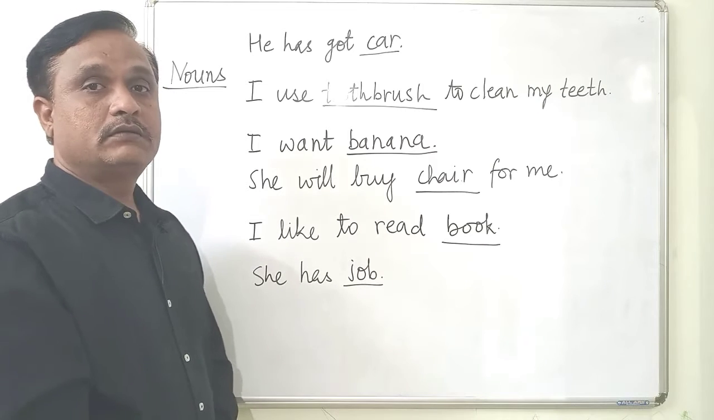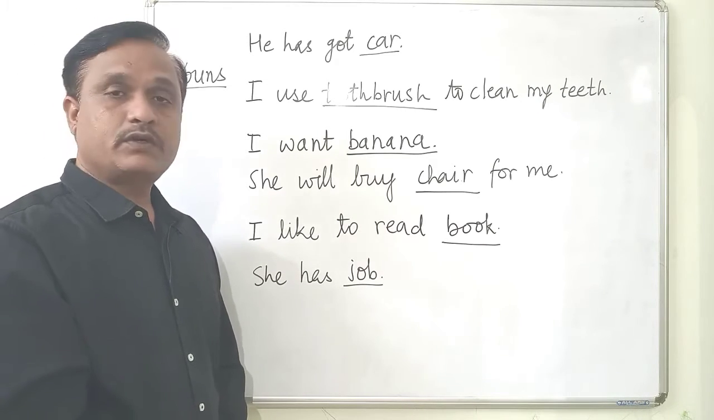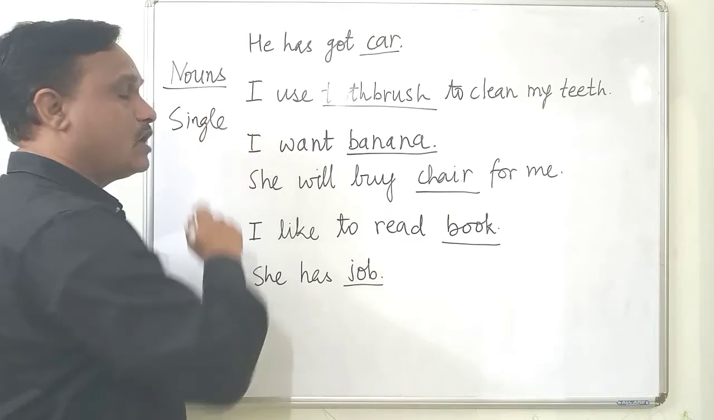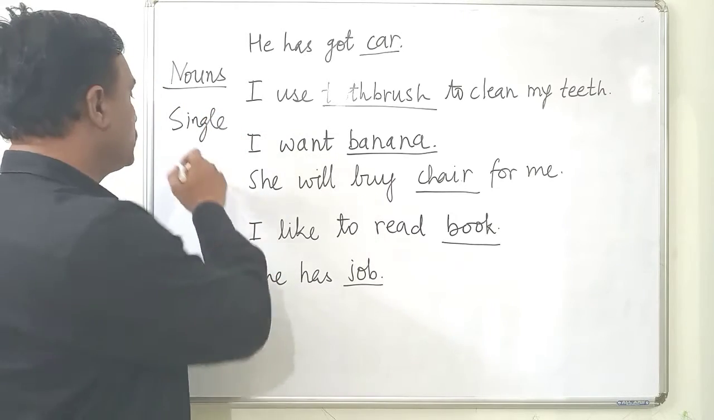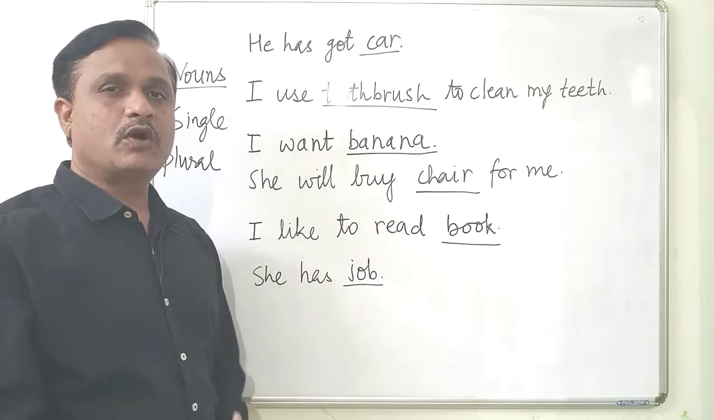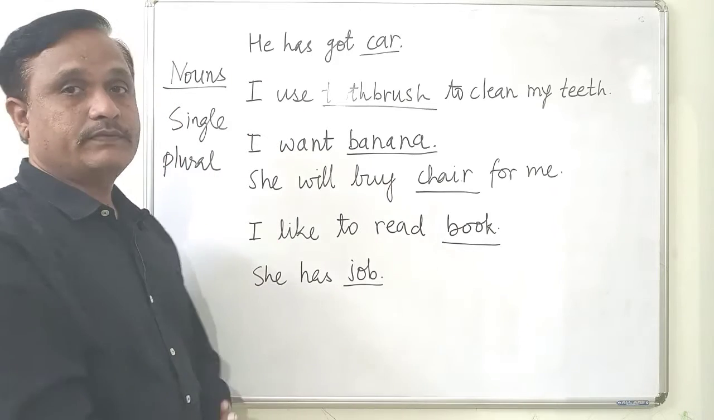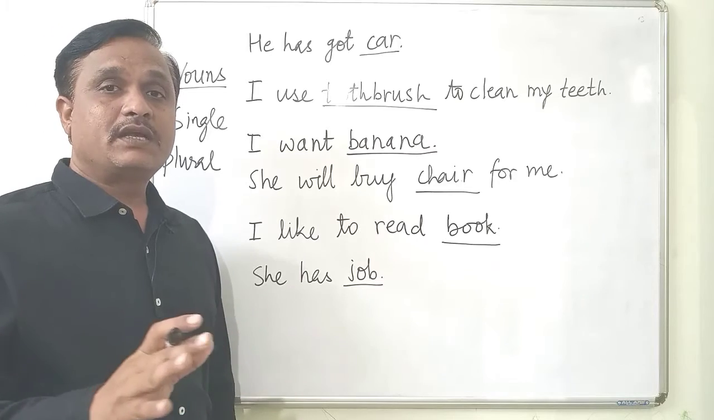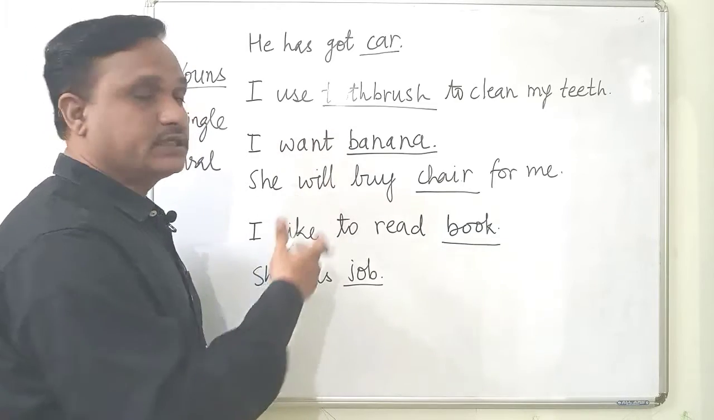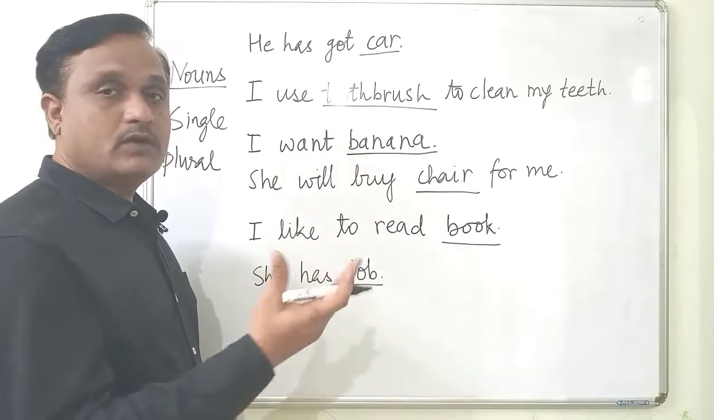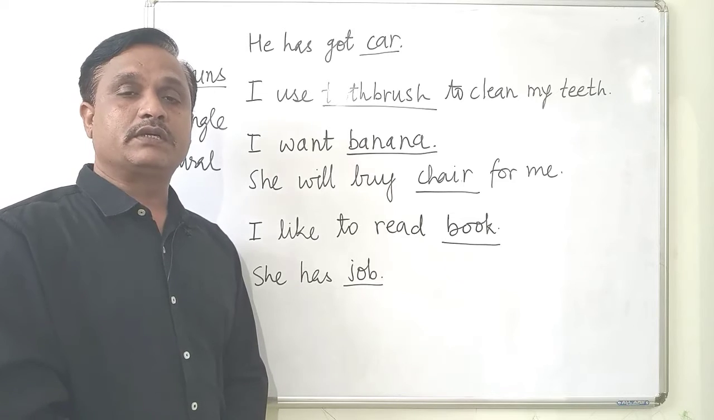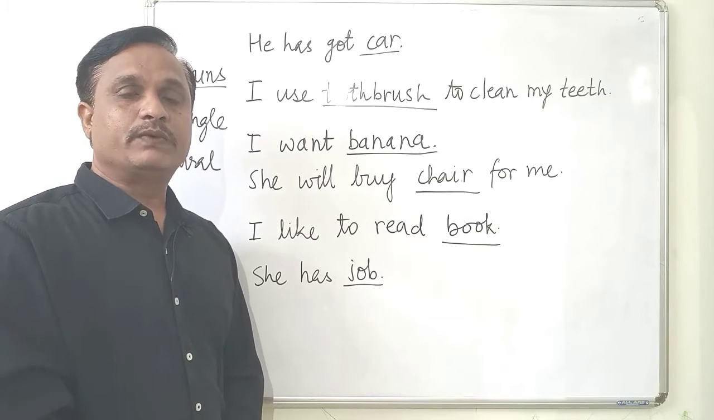He has got car. Now let us think, how many cars? We are talking about just one car, a single car. So nouns can be single and nouns can be plural, singular and plural. Let's talk about the single noun here, the common noun. This is a common noun, not any particular or personal noun. Car means it's common. Toothbrush, it's a common noun. Banana, it's a common noun. Chair, common noun. So this is one more type of noun. So we are talking about a common noun which is single, which is singular.